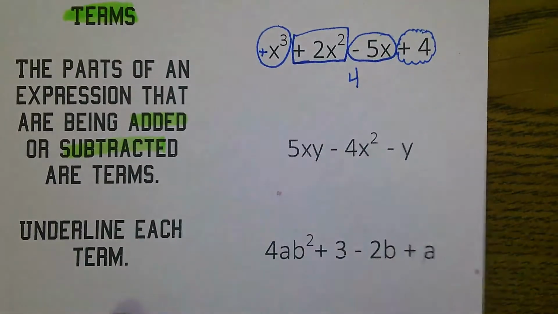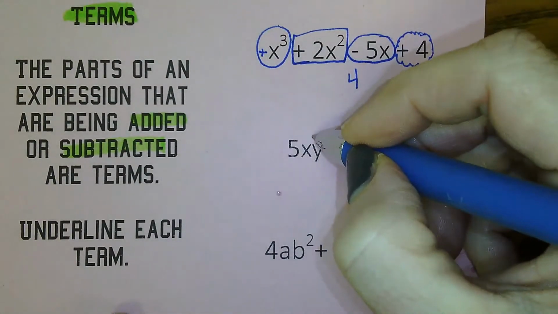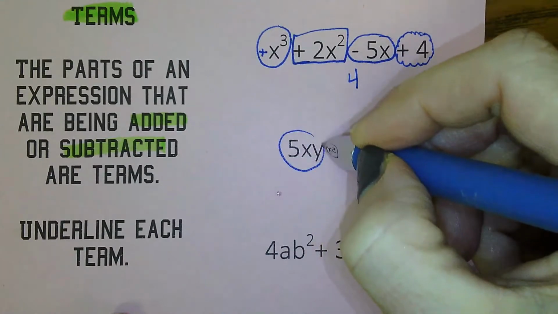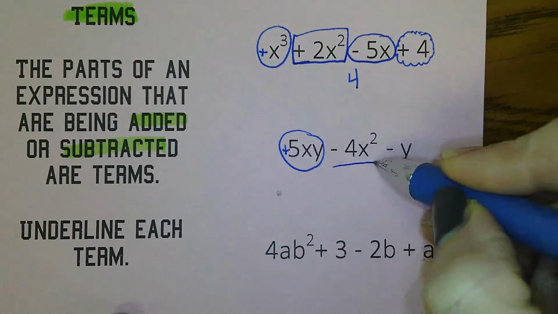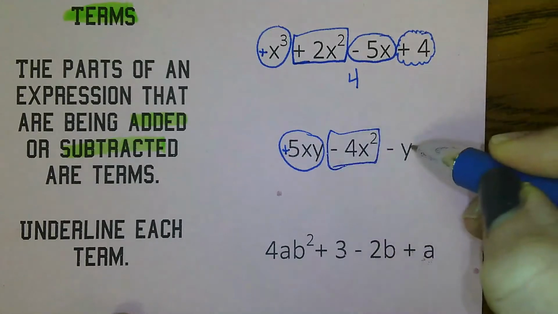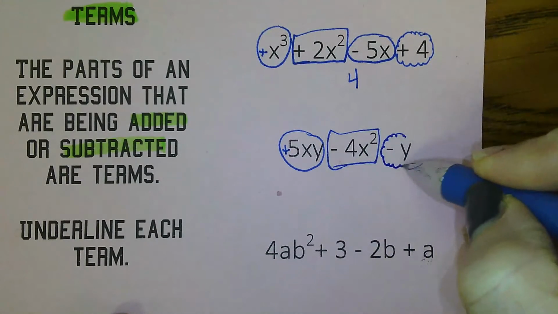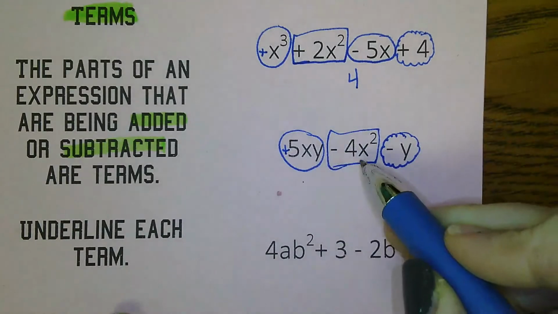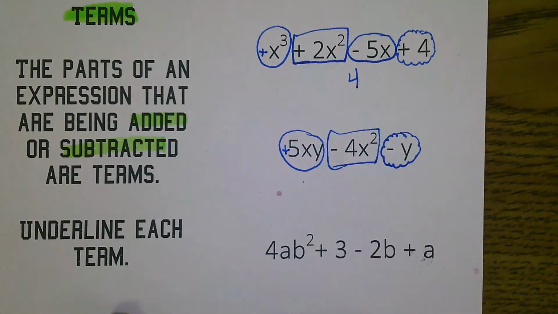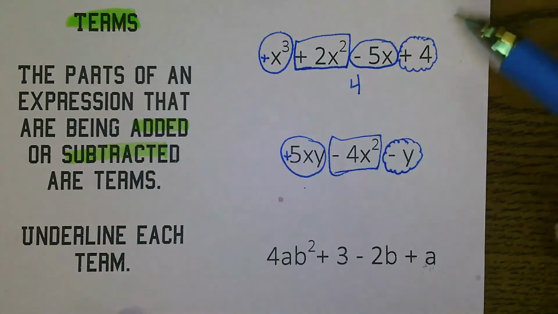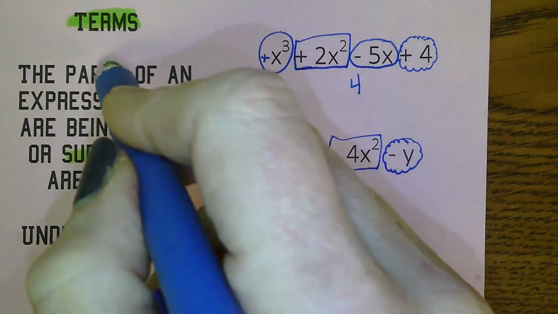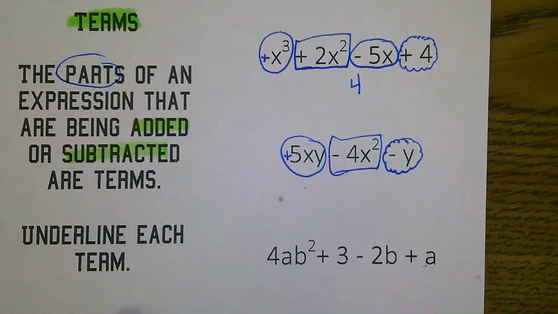Down here, we have 3 terms. Our first one, again, 5xy, it's going to be positive, then a negative 4x squared, and a negative y. Now, none of these have the same variable, so we cannot do any combining. Right now, we are just pulling out the types of terms that you could see, and they are going to be the parts right here that you can add or subtract.